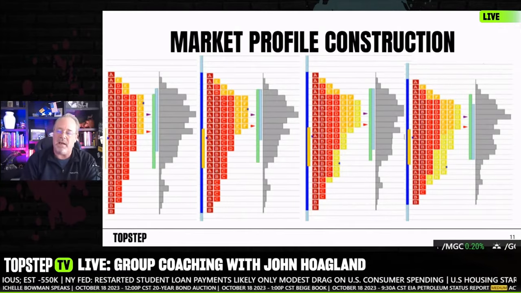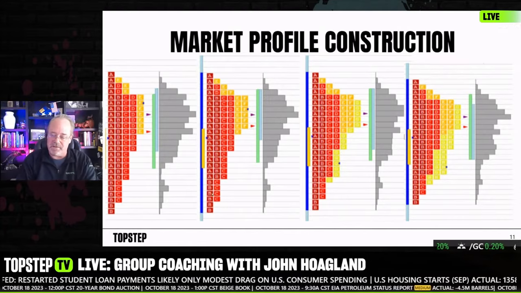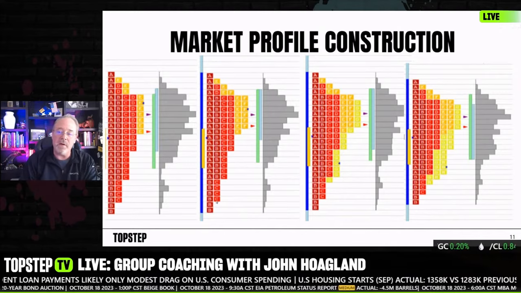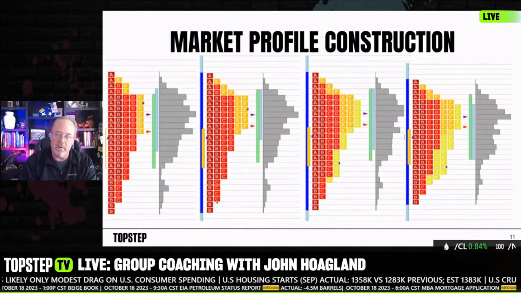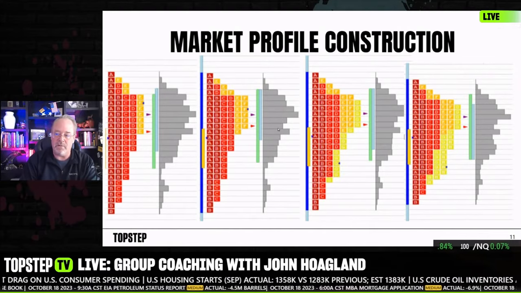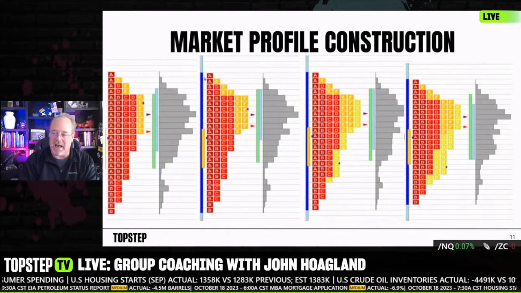So we can see if our bell curve is symmetrical or asymmetrical. Right now, we're creating an asymmetrical bell curve. The market is spending more time creating more volume at higher levels. We have an excess low, we have a low excess high.